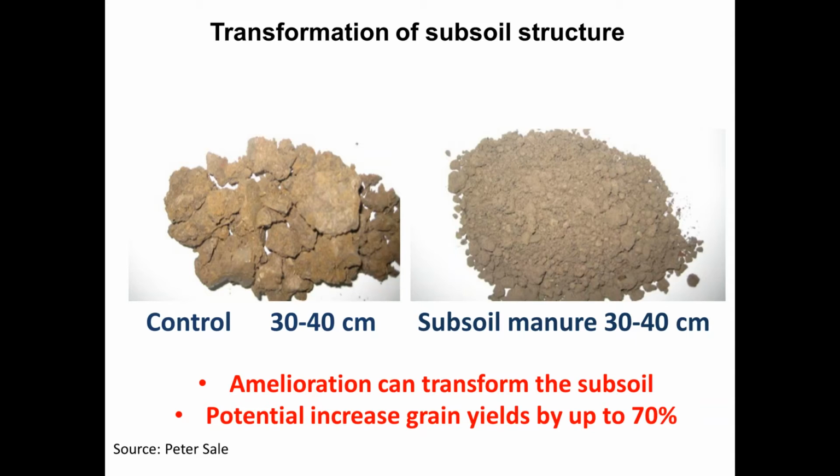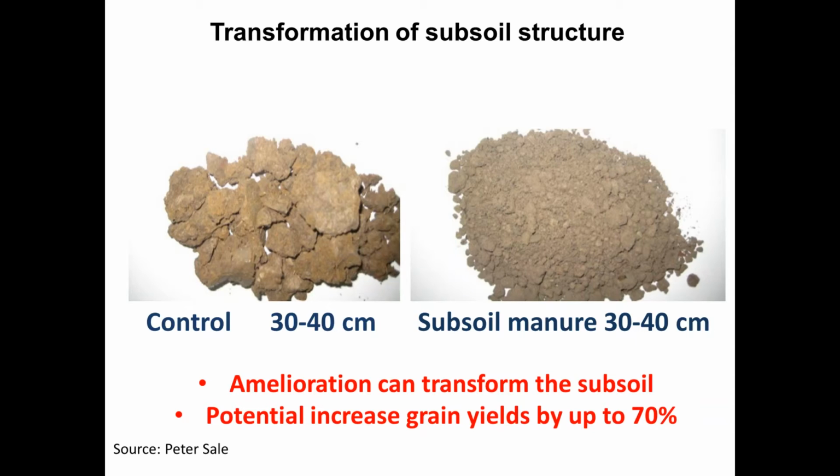Some new technology has been introduced in the past few years, and one of them is subsoil manuring. This is an example of the work that Peter Sale did in the high rainfall area of Victoria, where transformation of that subsoil structure after 3 or 4 years of subsoil manuring was evident. On the left-hand side, again, you see a control soil that is like farmer practice, and on the right-hand side, a very well-structured soil after that subsoil manuring. Those changes in soil structure were associated with up to 70% yield increase.